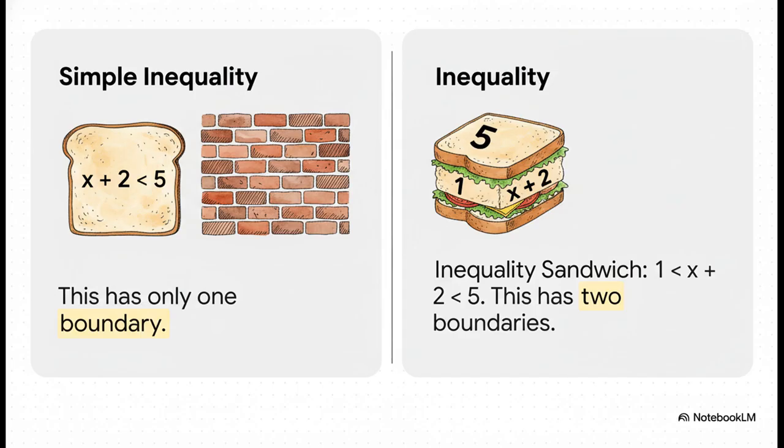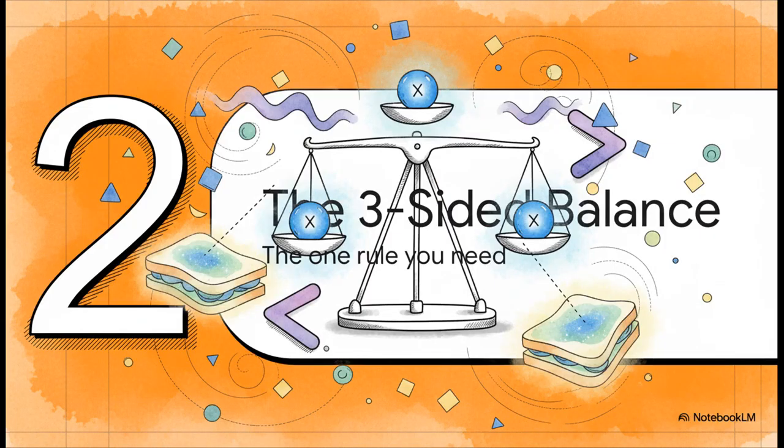But look at the one on the right. Now, our expression x + 2 is literally sandwiched between two numbers. It has to be bigger than 1, but at the very same time, it has to be smaller than 5. See? That's the puzzle, finding the values of x that make both of those things true. So how in the world do we figure out what x can be?